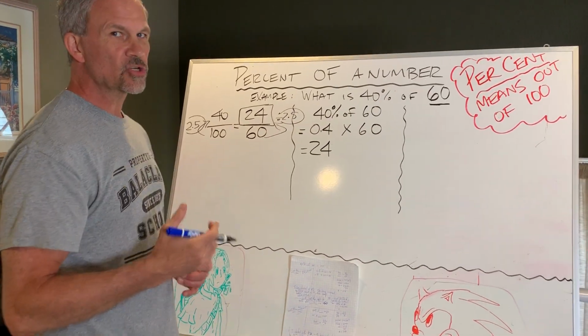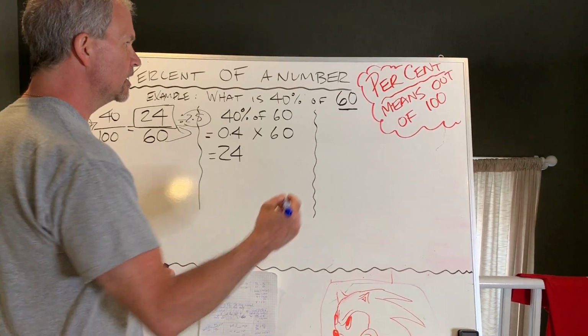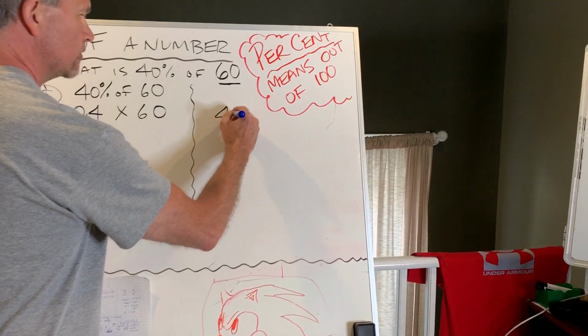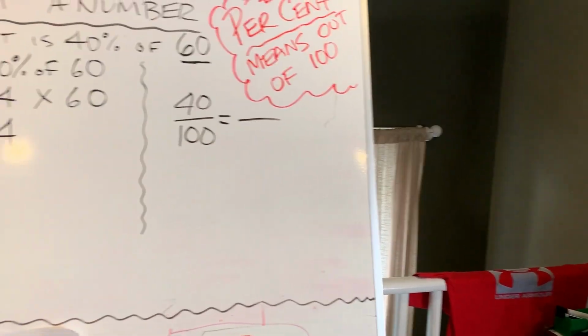Okay? The other is cross multiplication. And we've talked about this a little bit before. And if we haven't, then here it is. 40%. 40 out of 100 is equal to, it's kind of like the same start over here.